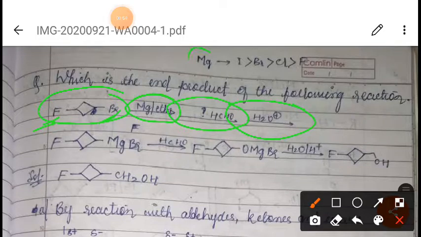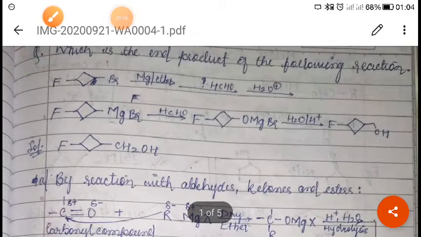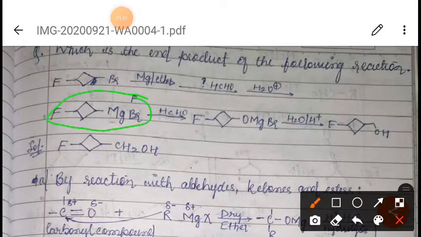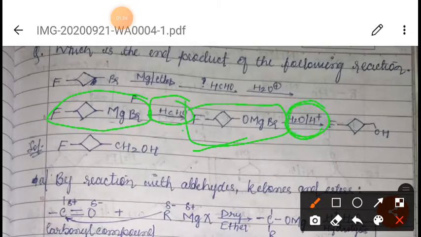At that time always remember that Mg will react first with iodine, after that bromine, then chlorine, and then fluorine. So Mg will attack the bromine, not the fluorine, and we will get this MgBr. Next, in presence of the aldehyde, it will form this OMgBr. Now in presence of H2O and H positive, when we hydrolyze this, the H positive from the water will come and attack, MgBr will come out from the reaction, and we get the final product as this.